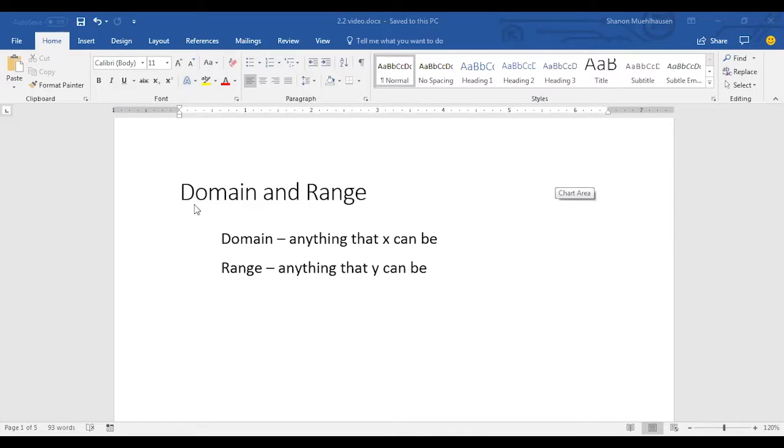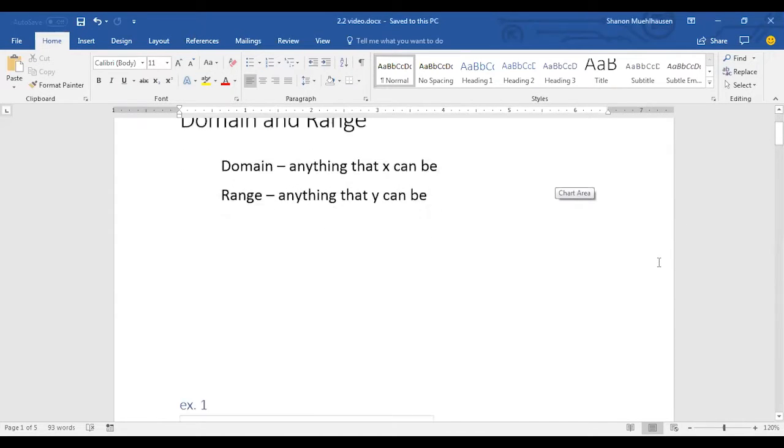So today we're going to talk about domain and range. Domain is, in simple terms, anything that X can be, and range is anything that Y can be. These are pretty simple concepts, but we're going to look at their application across many different areas.